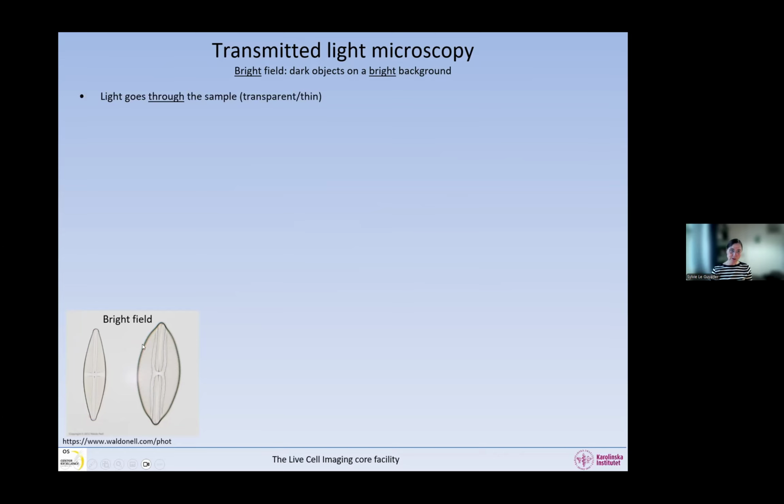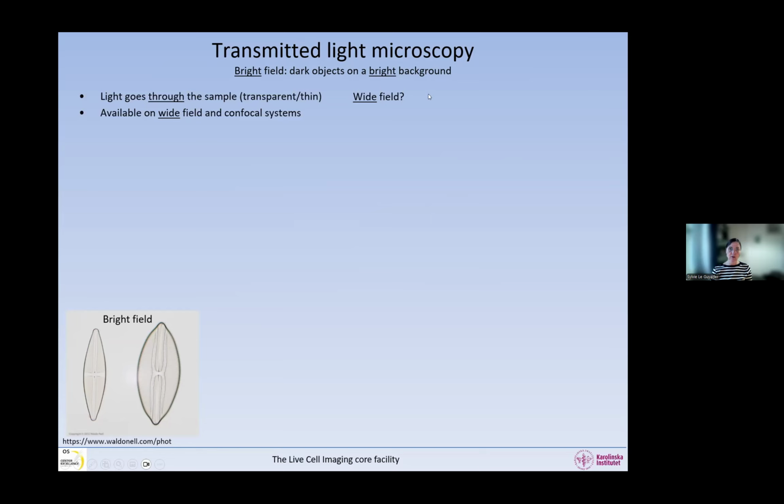In bright field images, the light goes through the sample. So the sample must be transparent or thin. And it's available on wide field microscopes. So wide field means those with a camera and no scanner. And it's available also on confocal systems. So we can do transmitted light imaging, also often called bright field imaging, but yeah, we can do that on a wide field system and also on confocal system.